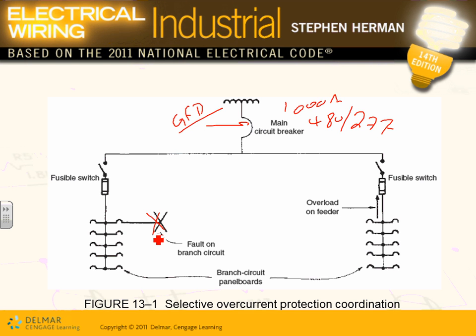What's the difference in terms of value? The short circuit current is typically much higher than the ground fault current. That's all.